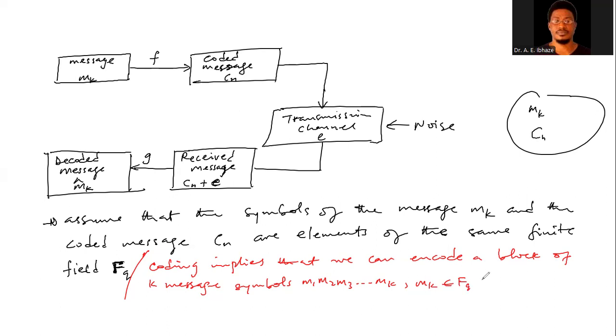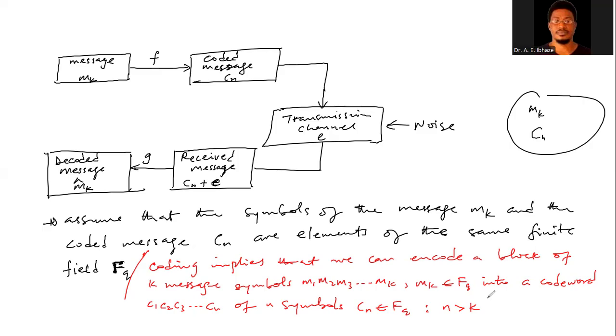cardinal Q into a code word. So we can map this now into a code word C1, C2, C3, all the way to Cn of n symbols, such that C sub n is also an element of the finite field with cardinal Q, such that n is greater than k, because n contains both the message bits, k, and the redundant bits, the control bits.